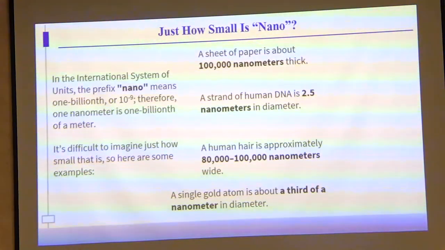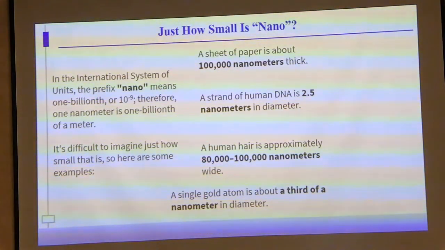So how small is nano? So many of you know that one. It's 10 to the power minus 9, 1 billionth of a meter. That is 1 nanometer. Definitely you cannot see this with your naked eyes. You need a special tool to go to that one.